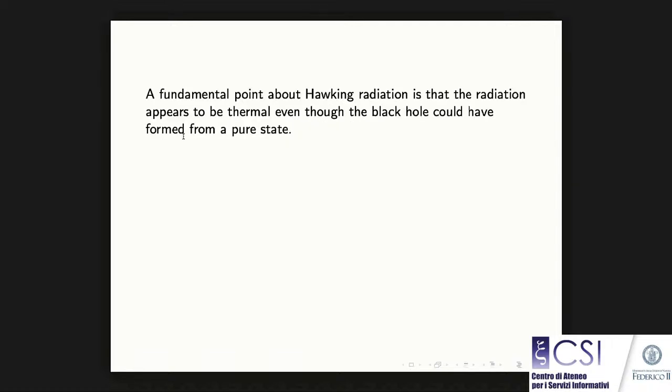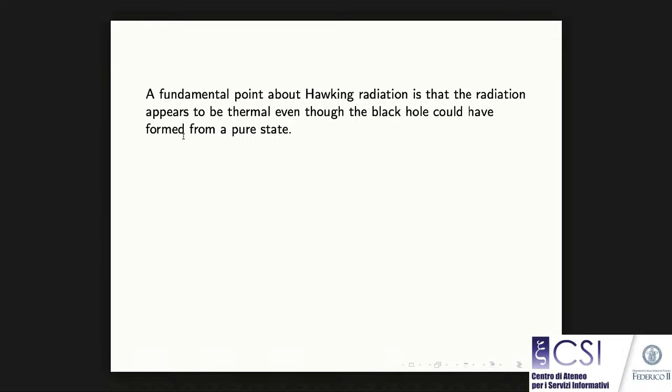A fundamental point about Hawking radiation is that the radiation appears to be thermal even though the black hole could have formed from a pure state. Not only it could have formed from a pure state, but in the real world, black holes form from what's pretty close to a pure state. As I told you before, the thermodynamic entropy of the sun is roughly 10 to the minus 20 times the entropy of a black hole the mass of the sun. And whatever the sun formed from could only have had a smaller entropy.